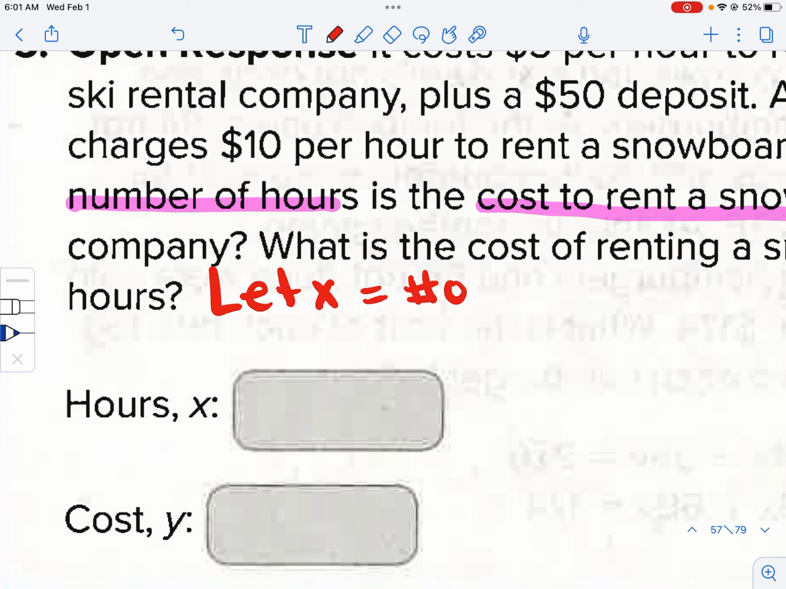Okay, so we've got our x value, that's 5. Now we want our y value. So I'm going to plug it into one of the two original equations. I'm just going to pick the first one. It doesn't matter which one we do. We just found out that x was equal to 5. So I'm going to replace x with 5. I get 25 plus 50 equals 75. So what does that mean? At the number of hours of 5, it's going to cost $75.